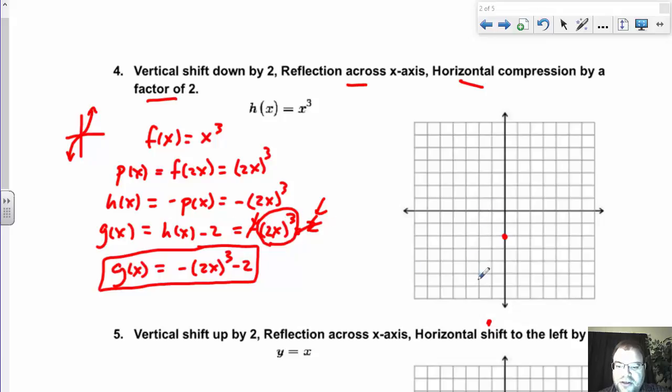Okay, I would say that, but actually that's not true because I reflected this, right? So this is actually going to be going this way. Okay, it's going to go down 8 this way, actually.